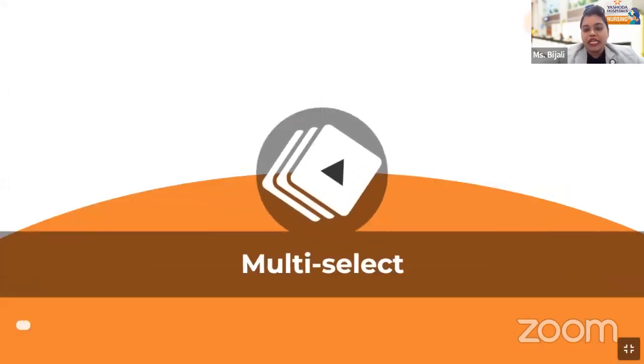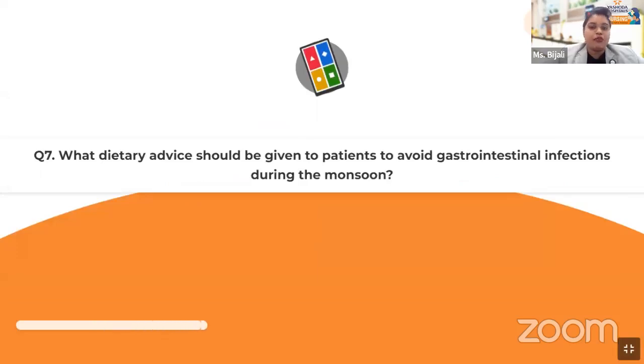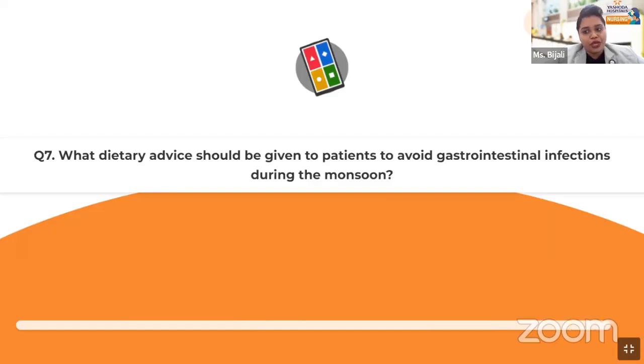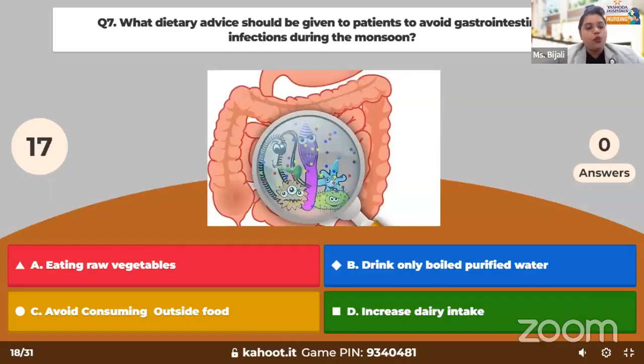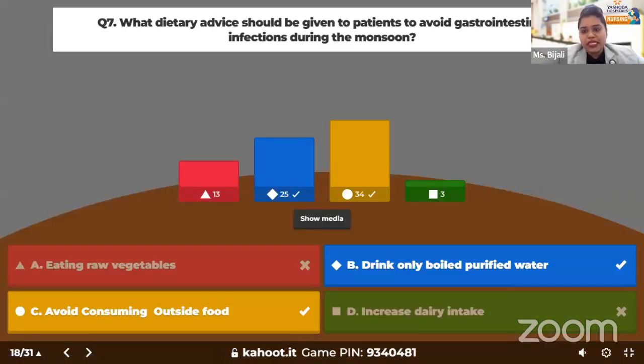So here we have multi-select options, so you have to carefully monitor and select. What dietary advice should be given to patients to avoid gastrointestinal infections during the monsoons? We have the options: first is eating raw vegetables. Next is drink only boiled purified water. Next option is avoid consuming outside food. And the last option is increase the dietary intake. We are going with 4 seconds and 27 have answered. Let's see the answer: we have to go with drinking only boiled water and avoiding consuming outside food.